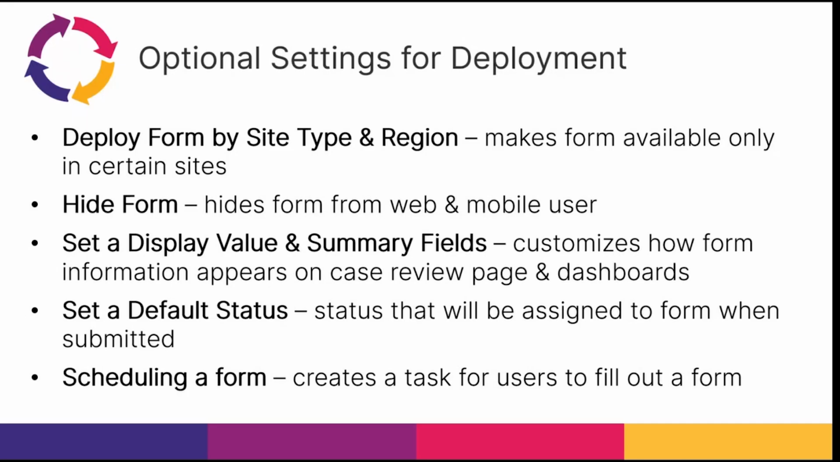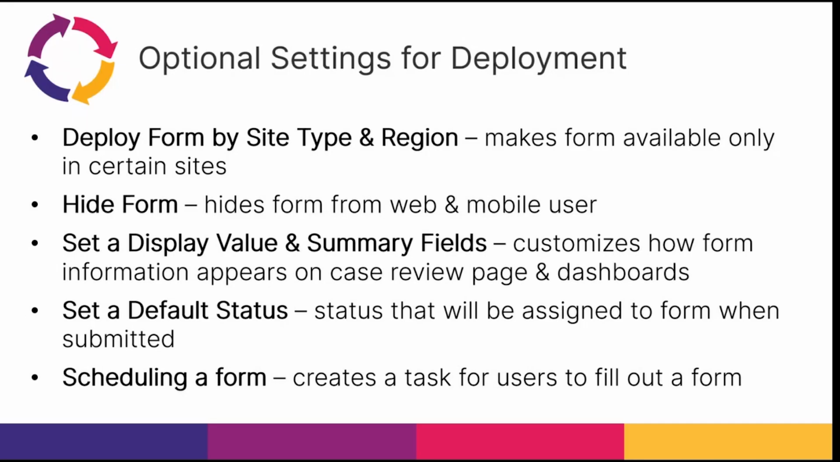The last 2 options are setting a default status. So we have mandatory statuses that are assigned to all submissions. So you can choose whether when a form is submitted, does it come in as open? Does it come in as in progress or closed? So you can just choose the first status that is assigned to a form when a new submission has been made.